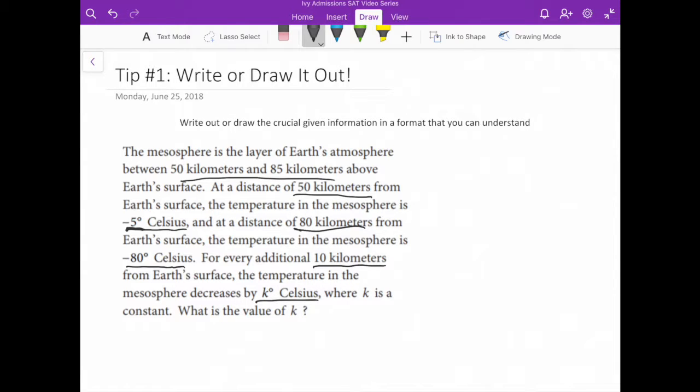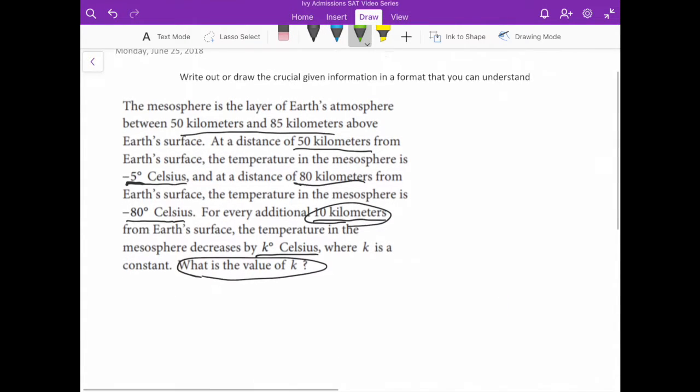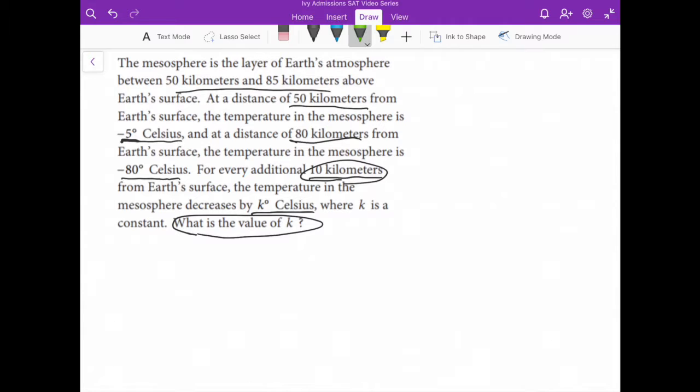So already we know that the question is looking for the value of k, which is a constant temperature decrease that is experienced every time you move 10 kilometers further away from Earth. So to really demonstrate this, we're going to try to visualize it. And we're going to go down here for a second. We know the Earth is a spheroid shape. Some people might be in contention with that fact, but we're not going to deal with those guys right now.